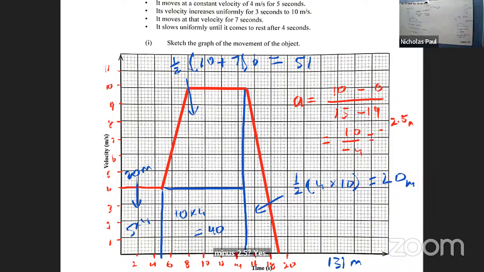Minus 2.5 meters per second squared. Don't forget to put the minus sign in front. Sahara, check yours there. The other way to work it out is 10 minus 0 over 4. The 4 is the 4 seconds of the last part.